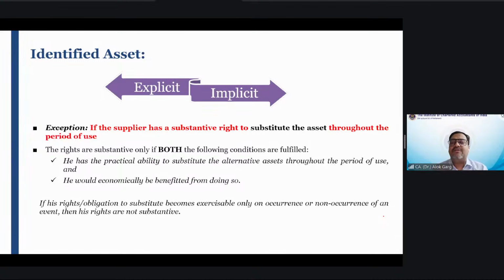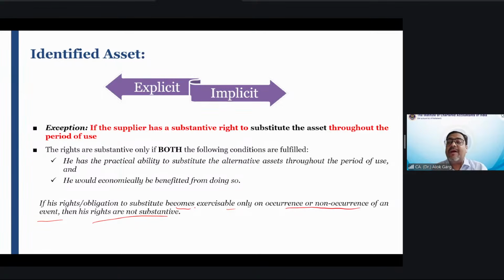For example, the lessor has given a car on a lease basis to the lessee. Now, every year the car needs a service. Or when the car meets with an accident or gets damaged, it has to go to the workshop and it has to be repaired. So in that case, the lessor is arranging another car for the lessee. So friends, in this case, is the lessor getting any benefit? The answer is no. The lessor has to replace because this car needs a service or repair. So it is a kind of protective right, not a substantive right. Okay. So if his right or obligation to substitute becomes exercisable only on occurrence or non-occurrence of an event, then this right will not be considered as substantive.